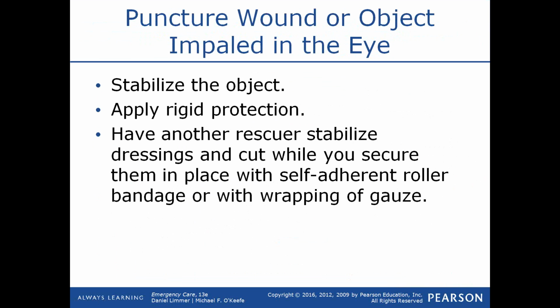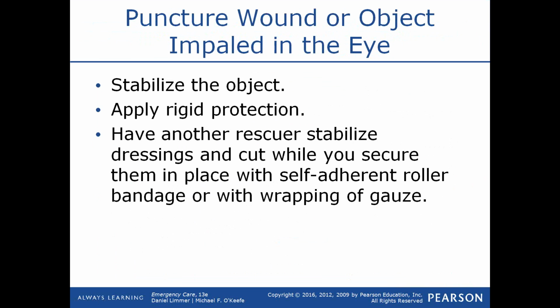If a person has a punctured wound of the eye or the globe, any impaled object into the eye, you want to stabilize the object. You can apply rigid protection. Here they're referring to the classic, oh, you've got a pencil stuck in your eye. Well, I'm going to take a big styrofoam cup and put it over the pencil and cover it to stabilize it, and then wrap bandages around the styrofoam cup to protect that.